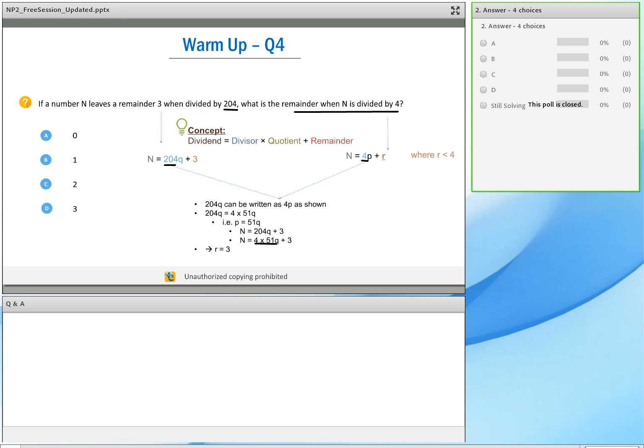Now, we're going to do one last question so that we know we understand all the concepts. Select still solving. Let me broadcast results. And we're going to solidify this concept slightly more in the next warm-up question.